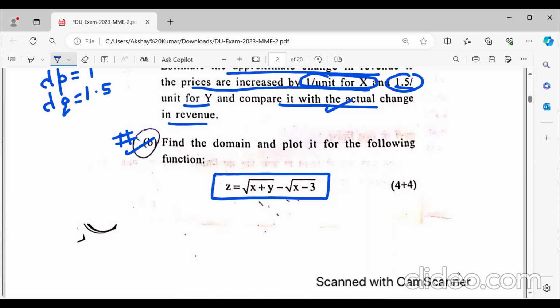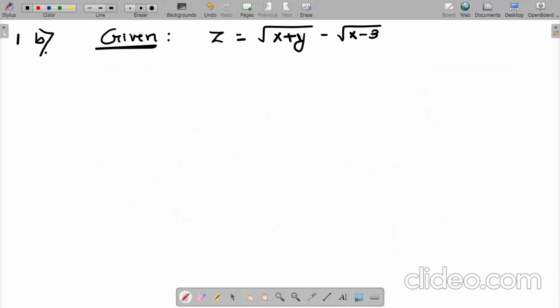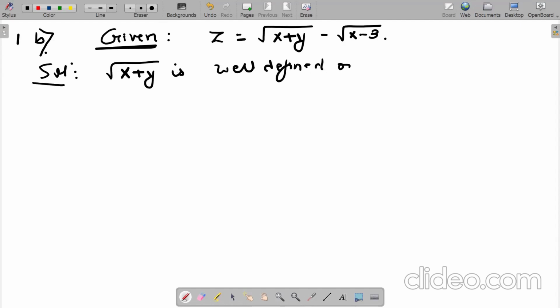If I come to the whiteboard and write this whole function, we are looking at question 1, part B. We are given that z is equal to square root of x plus y minus square root of x minus 3. Remember the domain rules for the square root function. So I can write that square root of x plus y is well defined only if x plus y is greater than or equal to 0.